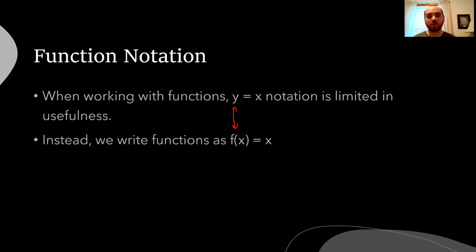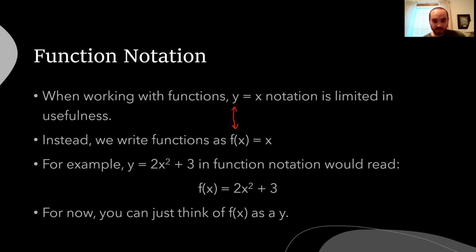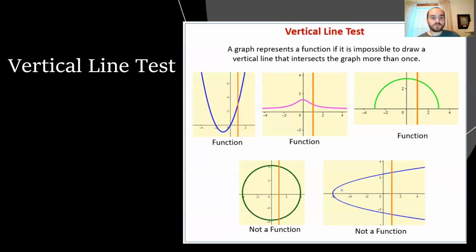Again, it'll be more clear why we want to do something like this instead of just using y later. So for example, if we wanted to write y equals 2x squared plus 3 in function notation, all we have to do is replace that y with an f of x. So it just changes to f of x equals 2x squared plus 3. And for now, you can literally just think of them as a replacement. F of x is the same thing as y. As far as you're concerned, for now at least, there's really not a difference.